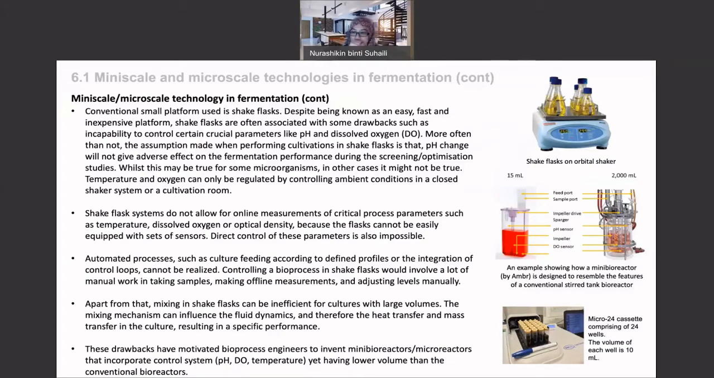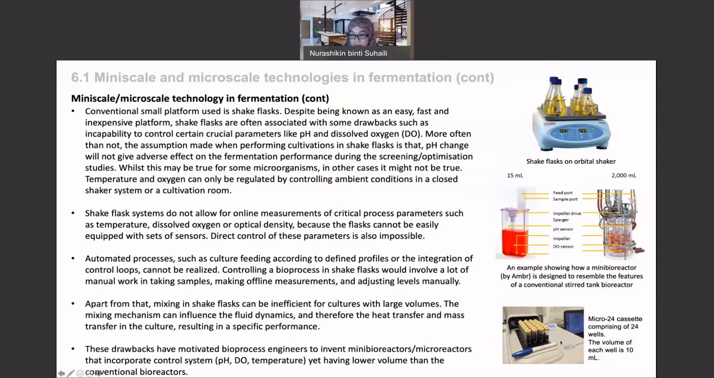So you can see the example pictures over here, the bottommost one. This is an example of a high throughput microbioreactor. It's not just a microbioreactor, but a high throughput microbioreactor because there are altogether 24 wells, 24 microreactors, operated together or simultaneously. And this is an example of an automated, high throughput microbioreactor. This is actually the Micro 24.